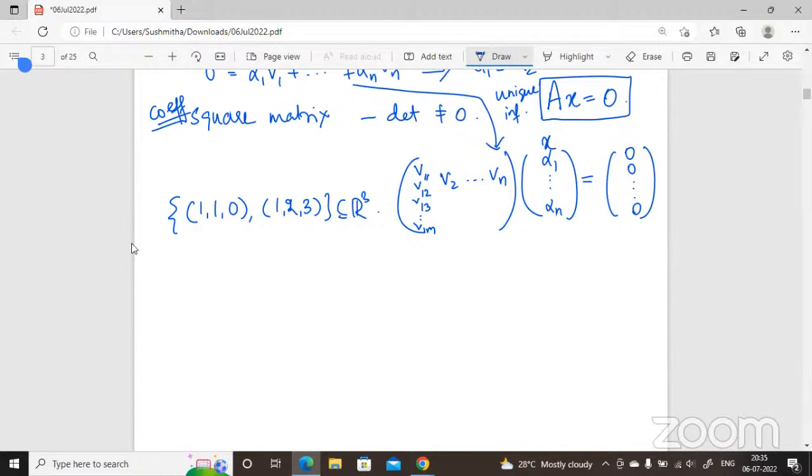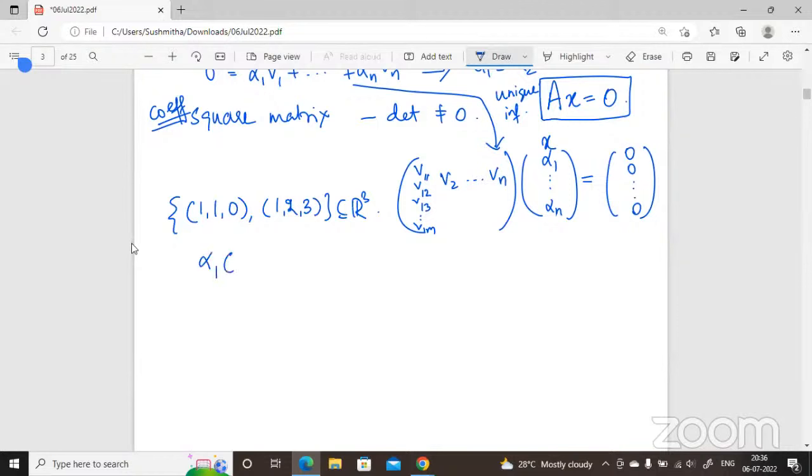So if you have just a set of two vectors, it is very easy to check whether they are linearly independent or not. If one of the vectors is a scalar multiple of the other, then it is linearly dependent. If it is not a scalar multiple of the other vector, then it is linearly independent. But let's go by the usual thing.